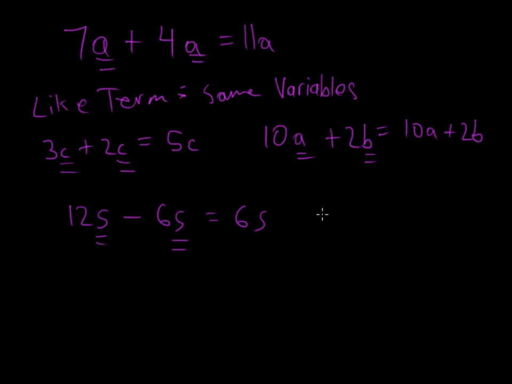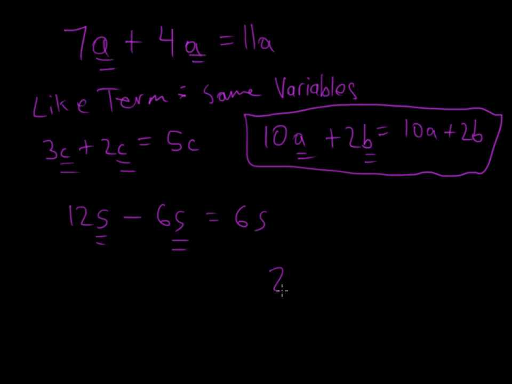Now, what if the variables were different and they weren't like terms? Well, it would be the same concept as the one I showed you over here. You would just leave the answer as is, so I'll still show you an example. So what if it was 20c minus 30b? The answer would be 20c minus 30b. So you just leave it as is. So that's how you add and subtract variables.